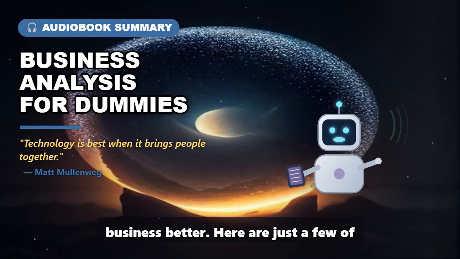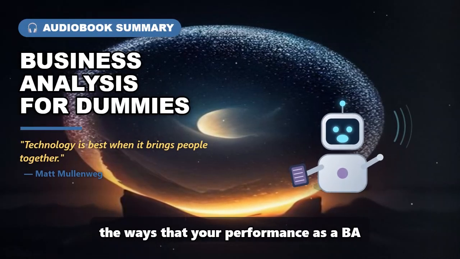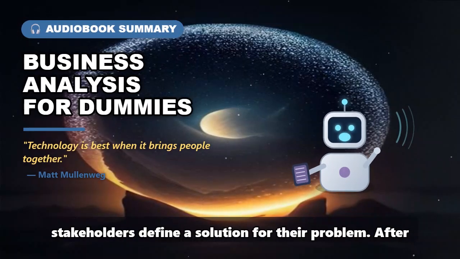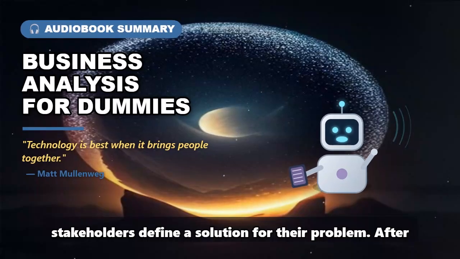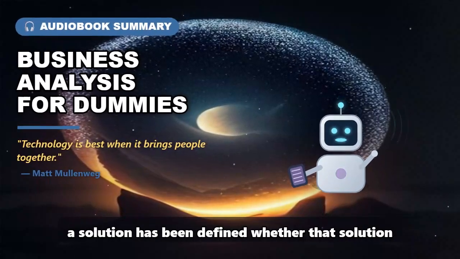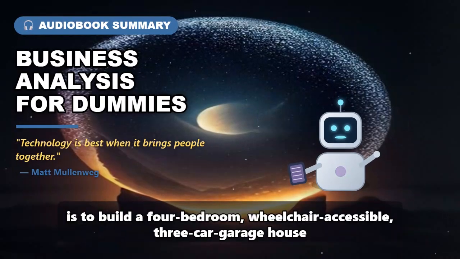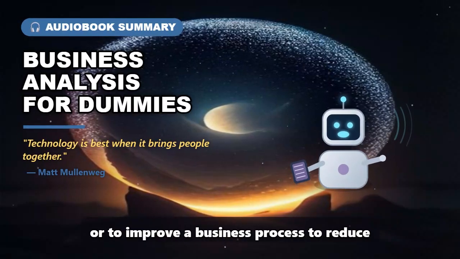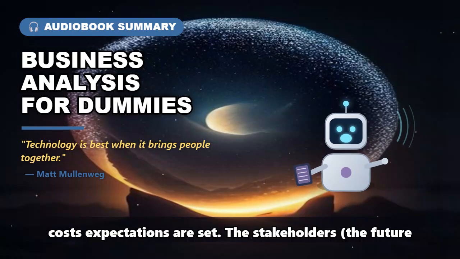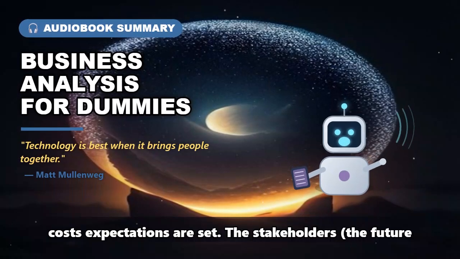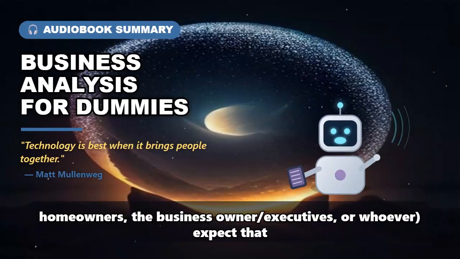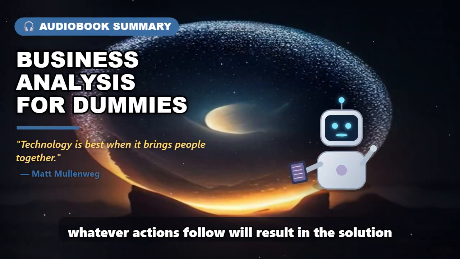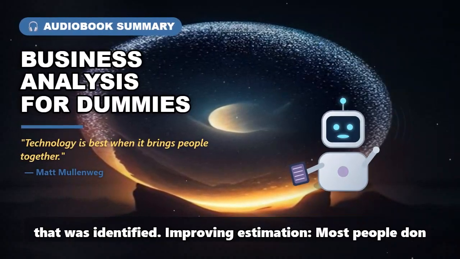Here are just a few of the ways that your performance as a BA can help an organization. Setting expectations. BAs help stakeholders define a solution for their problem. After a solution has been defined, whether that solution is to build a 4-bedroom, wheelchair-accessible, 3-car garage house, or to improve a business process to reduce costs, expectations are set. The stakeholders, the future homeowners, the business owner, executives, or whoever, expect that whatever actions follow will result in the solution that was identified.